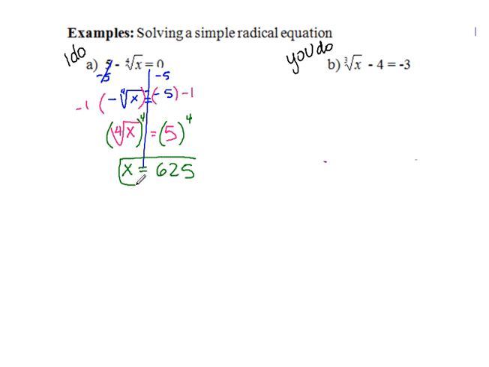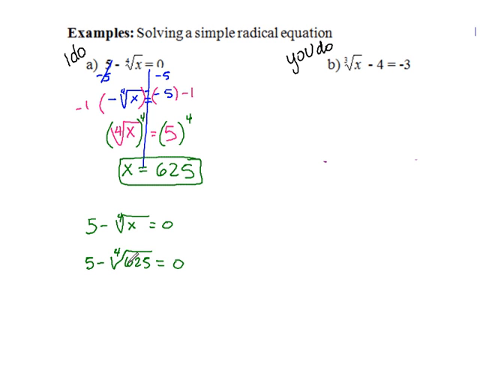And that's my answer, but before I'm sure that that's my answer, I need to double check. I need to plug it back in and check. So we're going to take our original equation, 5 minus the fourth root of x equals 0. And then I'm going to plug my value of x into x. So I'm going to say 5 minus the fourth root of 625 equals 0.